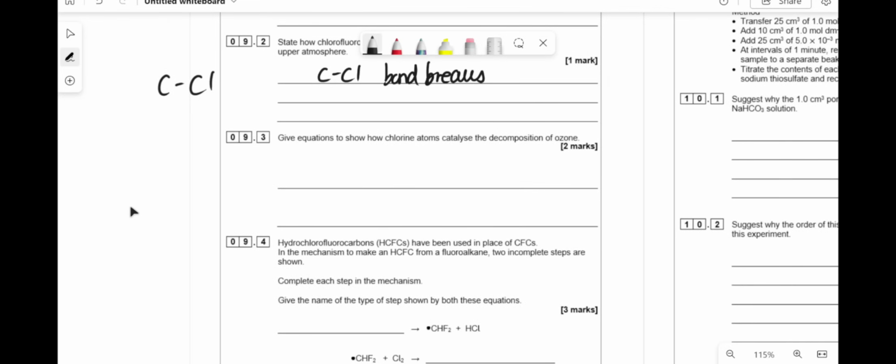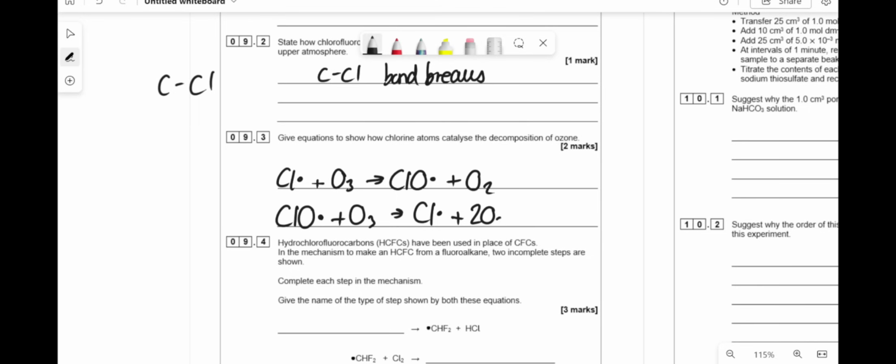Right. Give equations to show how chlorine atoms catalyze the decomposition of ozone. So this is just one of them ones you gotta know. So chlorine radical attacks an ozone, and this forms ClO radical plus O2. This ClO radical then goes and attacks another ozone, and that forms a Cl radical plus 2O2. And you can see the cycle repeats because it then goes and attacks another one, and it's just this constant cycle.